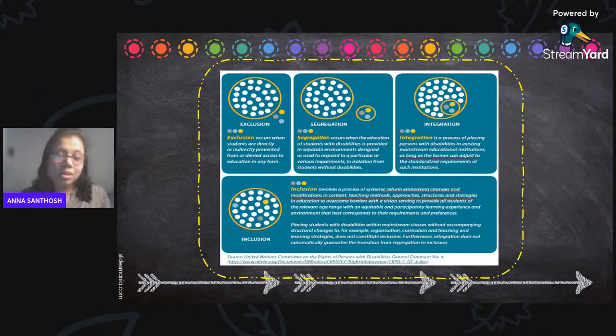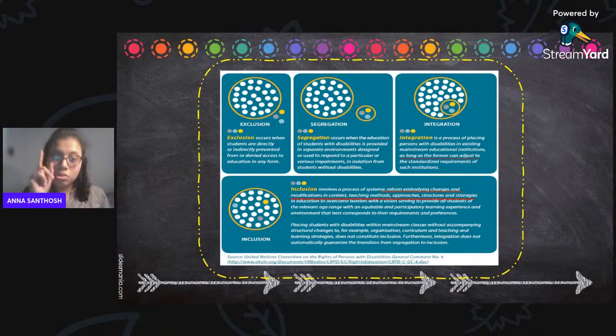Later, the concept of inclusion emerged, and it is a process of systematic reform, embodying changes and modification. This is the main sentence, actually. It is a systematic reform embodying changes and modification in content, teaching methods, approaches, structure, and strategies in education to overcome barriers. See, this is what inclusion is all about.